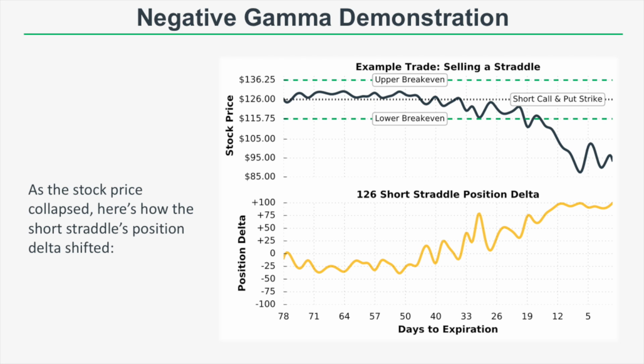So we can see that by the position delta changing from around 0 all the way up until plus 100. Now at expiration, it makes sense that the short straddle's position delta was plus 100 because the short put was in the money. And a short put that is in the money at expiration will expire to 100 shares of long stock.